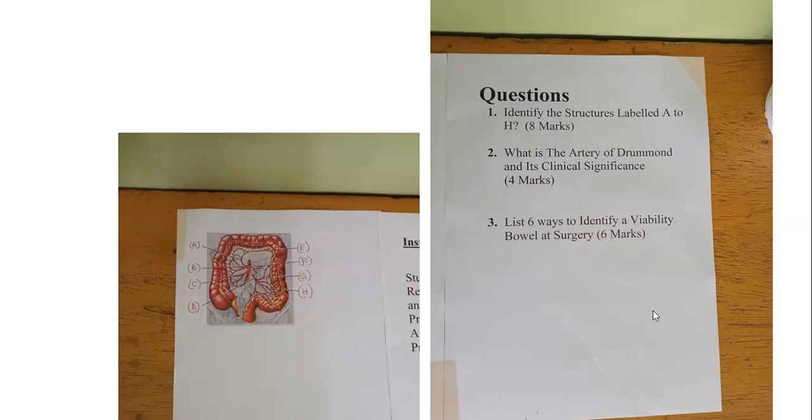Six ways to identify a viable bowel at surgery. They may not ask you six, they may ask you two ways. Six ways may just be too much for you. One, in anything, medicine, surgery, O&G, whatever it is, if they ask you to discuss something that involves examination, always start with inspection, palpation, percussion, and possibly auscultation if there is any.